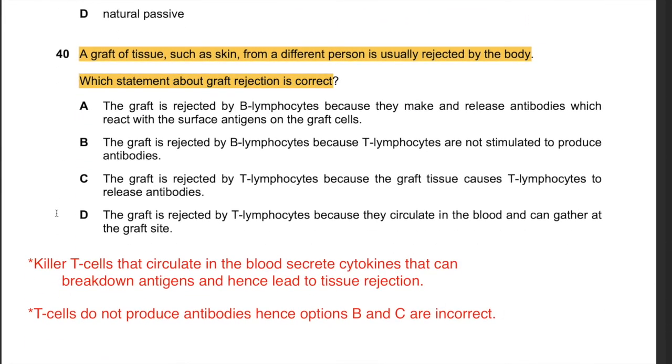Question 40. A graft of tissue, such as skin from a different person, is usually rejected by the body. Which statement about graft rejection is correct? Killer T cells that circulate in blood secrete cytokines that can break down antigens and hence leads to tissue rejection. T cells do not produce antibodies, hence options B and C are incorrect. If we are considering between options A and D, D is the closest and most accurate answer because T lymphocytes are the ones that secrete cytokines and hence leads to tissue rejection. Therefore, the answer is D.